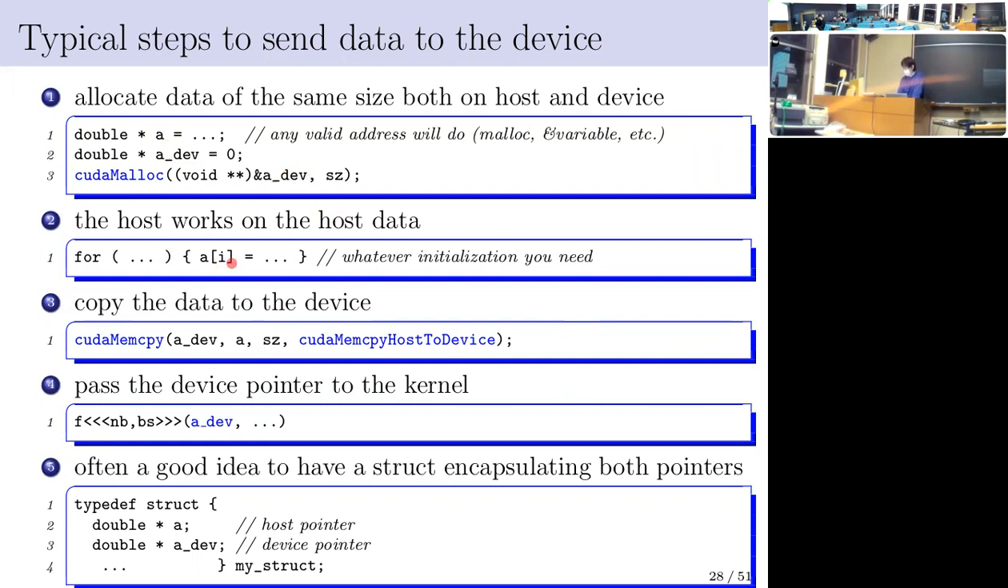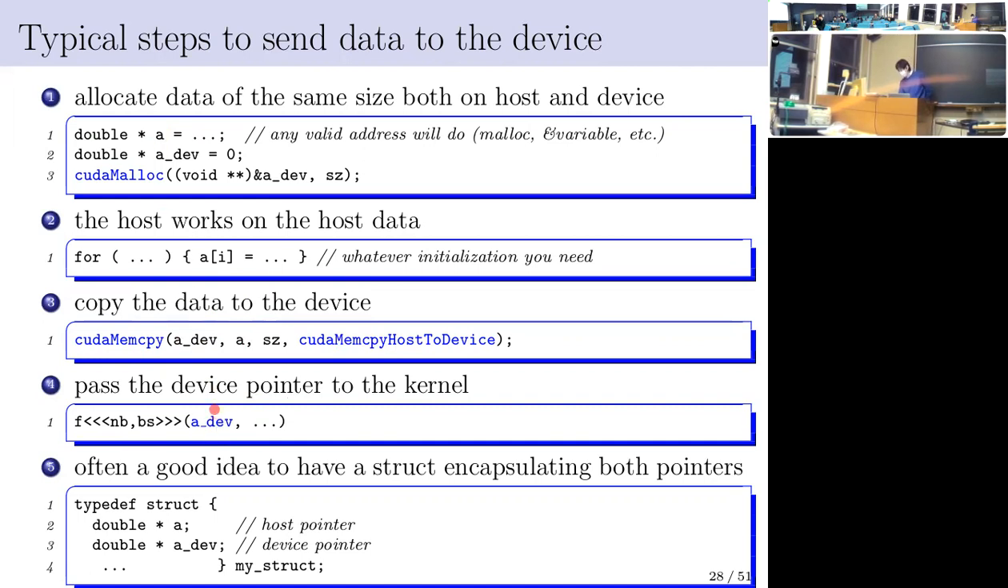So it prepares whatever data you want to pass to the GPU by assigning elements, and copies the data to the device by calling CUDA memcpy. This copies size bytes of data from A to A_dev. This flag specifies you want to move data from host to device. And finally, you can pass the device pointer to the kernel. So you shouldn't pass this A, you should instead pass this A_dev.